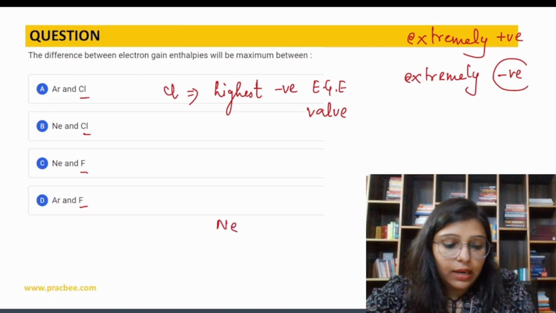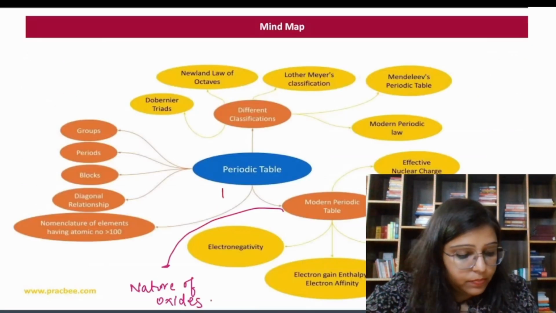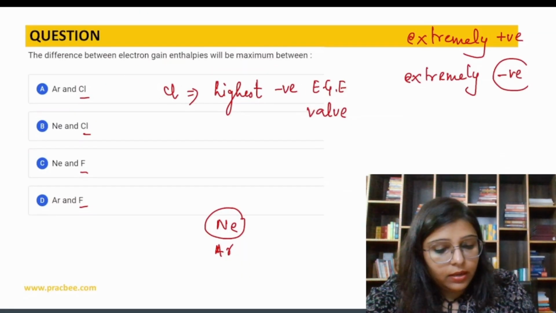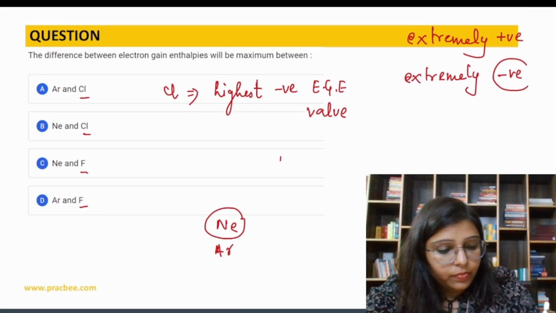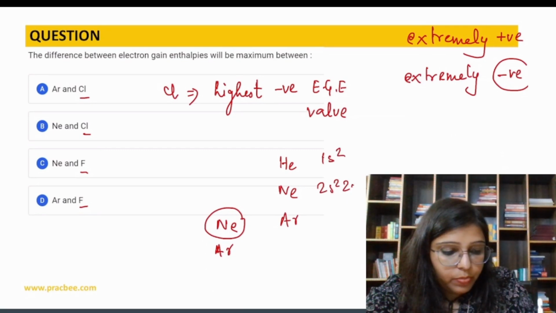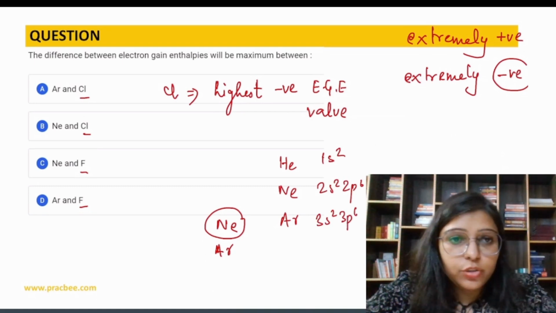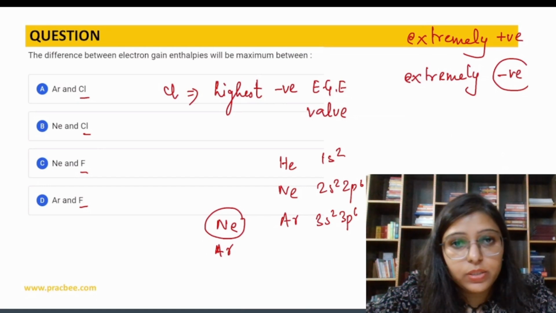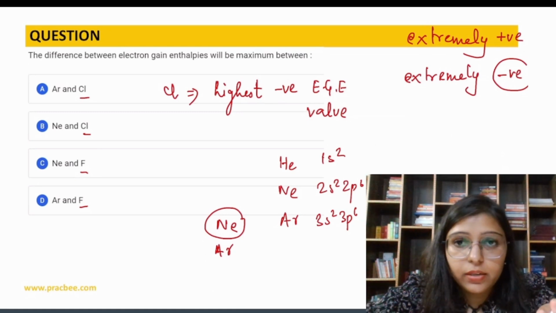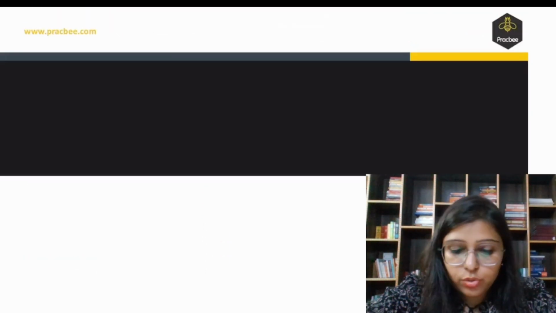So see, neon and argon. Neon has a smaller size also, because we have helium, neon and argon. Helium is 1s2, neon is 2s2 2p6, and argon is 3s2 3p6, right? So obviously in neon the outermost shell electrons are closer to the nucleus, so we can say neon cannot add an electron easily. So the highest is going to be neon and chlorine. That's option number C. Now let's do the next question.